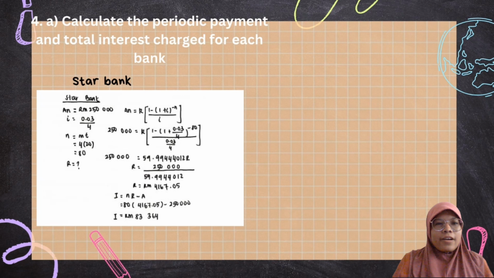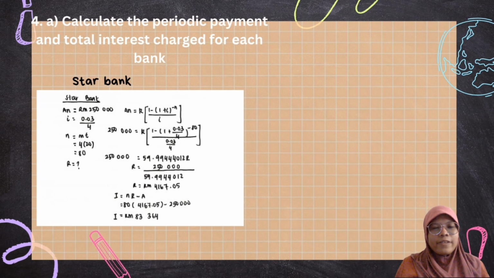A_N is equal to R (1 minus (1 plus I) to the power of negative N) over I. A_N is equal to 250,000. I is equal to 0.03 over 4. N is equal to 80. We put the information into the formula and the answer is RM4,167.05. For the interest charge, the formula is I is equal to NR minus A. The answer is RM83,364.